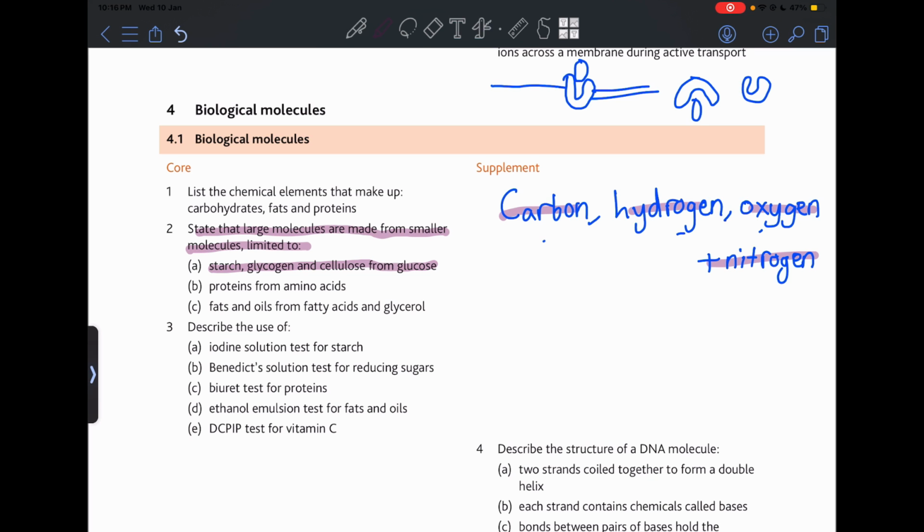Now, amino acids make proteins. So proteins are made from amino acids, and fats and oils are made from fatty acids and glycerol. You have to know that there are 3 fatty acids and 1 glycerol. This is the exact information that you have to know, because sometimes they will ask for it. So 3 fatty acids and 1 glycerol.